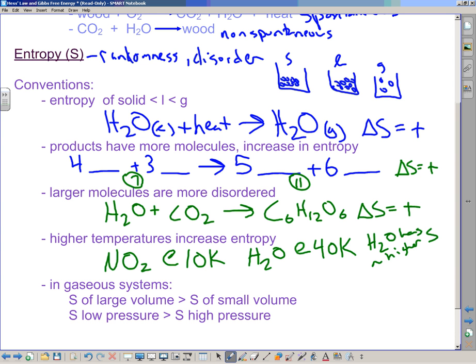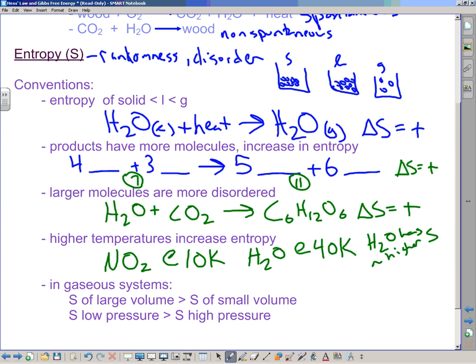Then the last one, this goes back to Boyle's law from the gas law unit. Remember, Boyle's law was volume and pressure are inversely proportional. So if we have a large volume and a low pressure, the entropy of that system will always be greater than the entropy of a small volume and a high pressure. Questions about those conventions or rules?